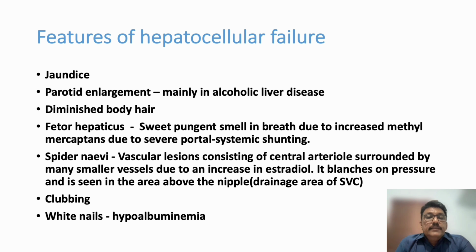Parotid enlargement, mainly seen in alcoholic liver disease, bilateral parotid enlargement. Diminished body hair is seen in many patients. Fetor hepaticus, a smell of chronic liver disease, is classical in many patients. That's a sweet pungent smell. Spider naevi, a spider-like patch on the chest, mainly due to blood vessel abnormalities in liver disease. It's like a spider. When you press it, at the central part of the spider, you can see all the legs of the spider disappearing.